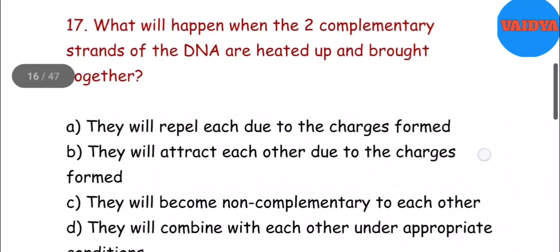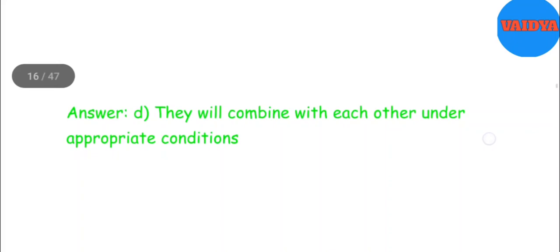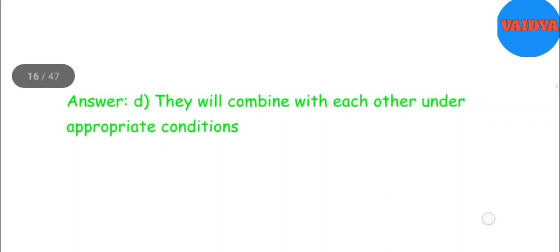17. What will happen when the two complementary strands of the DNA are heated up and brought together? A. They will repel each other due to the charges formed. B. They will attract each other due to the charges formed. C. They will become non-complementary to each other. D. They will combine with each other under appropriate conditions. Answer. D. They will combine with each other under appropriate conditions.